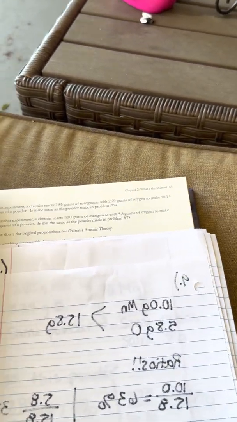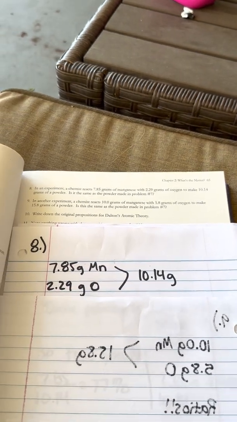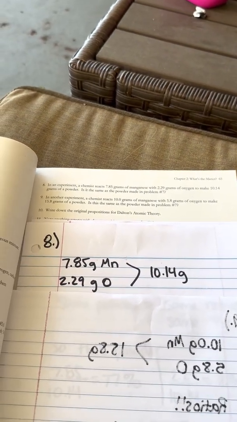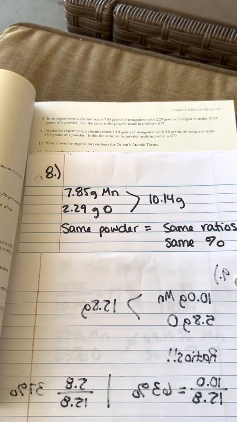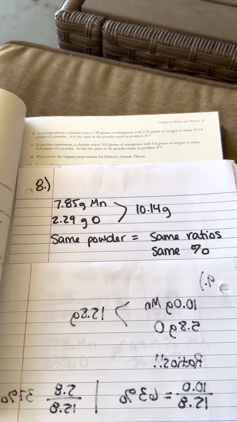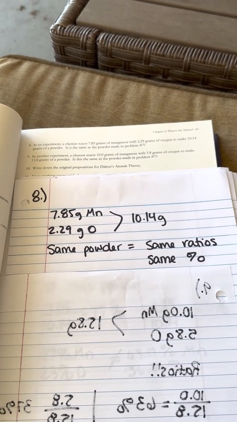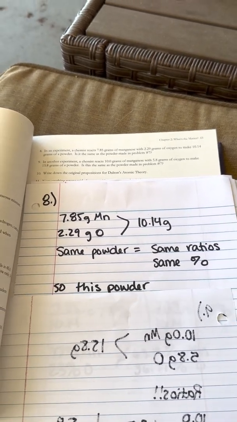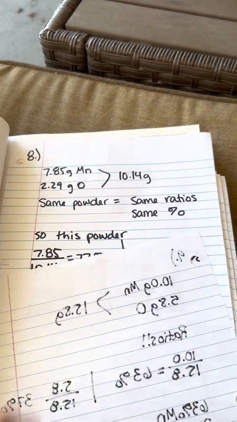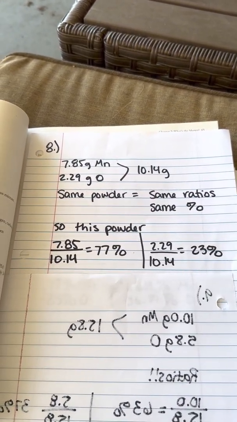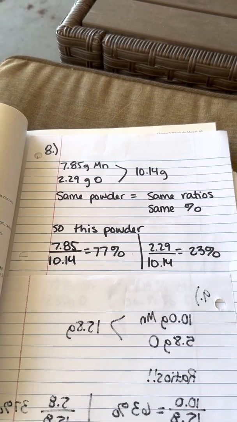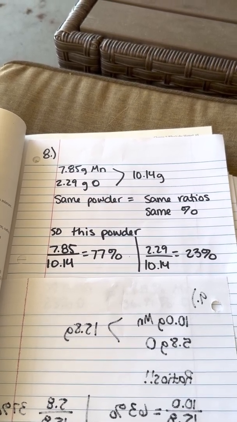So to know if it's the same powder, I pull out my important information. Those are my pieces and my whole weight. So if it's the same powder, it's going to have the same ratio. If it's a different powder, the ratios are not going to be the same. So we've got to compare our part to our whole. So for this one, I get that my powder is 77% manganese and 23% oxygen.